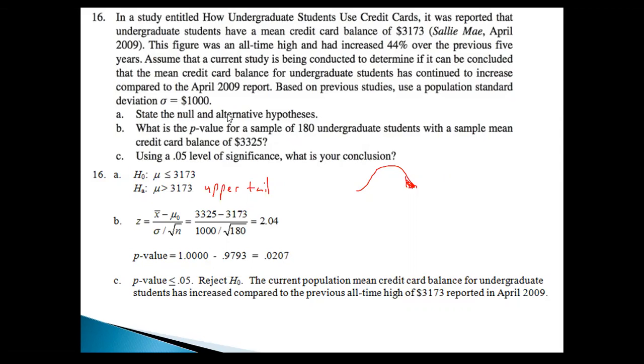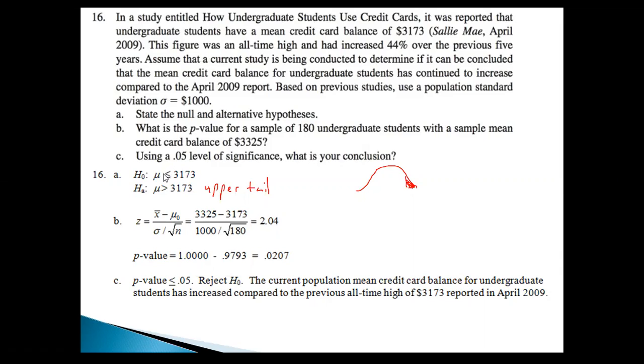So we need to state the null and alternative hypotheses, and find the p-value for a sample of 180 undergraduate students with a sample mean credit card balance of $3,325. Then, using a 0.05 level of significance, what is our conclusion? Our credit card balance used to be $3,173, and we want to know if it's increased or not. So that would be our alternative hypothesis, mu greater than $3,173.